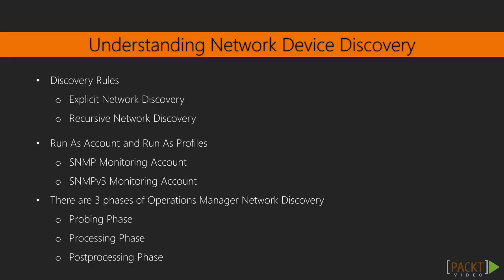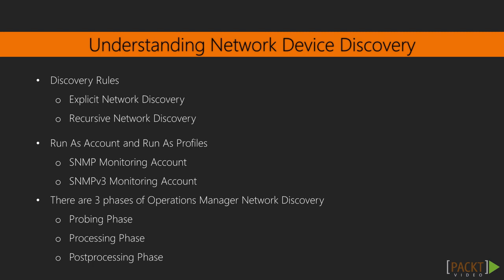Operations Manager can discover and monitor network devices that use 3 different versions of SNMP: SNMP version 1, version 2C, and version 3, along with the standard support for IPv6 and IPv4. Now, to provide support for IPv6, whenever you do a discovery, you have to do a recursive discovery, and that IPv6 device has to be connected to an IPv4 device.